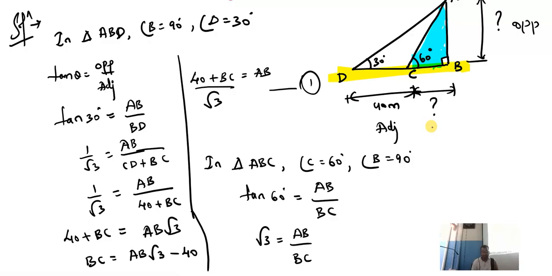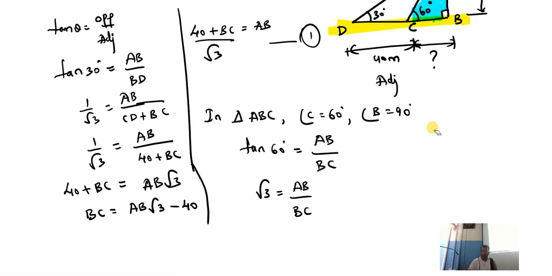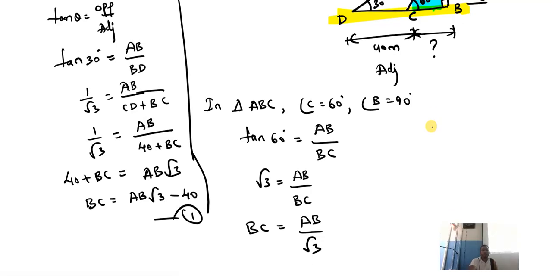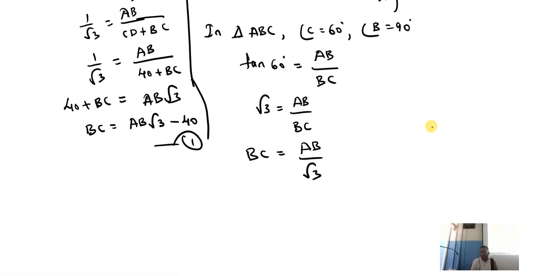Shall we keep the answer like this? What is BC now? AB into root 3 minus 40. Now this BC shall be substituted here. Let me call this equation 1. Now cross multiply BC here: BC is equal to AB by root 3. Clear? Now what is BC? AB root 3 minus 40 is equal to AB by root 3.